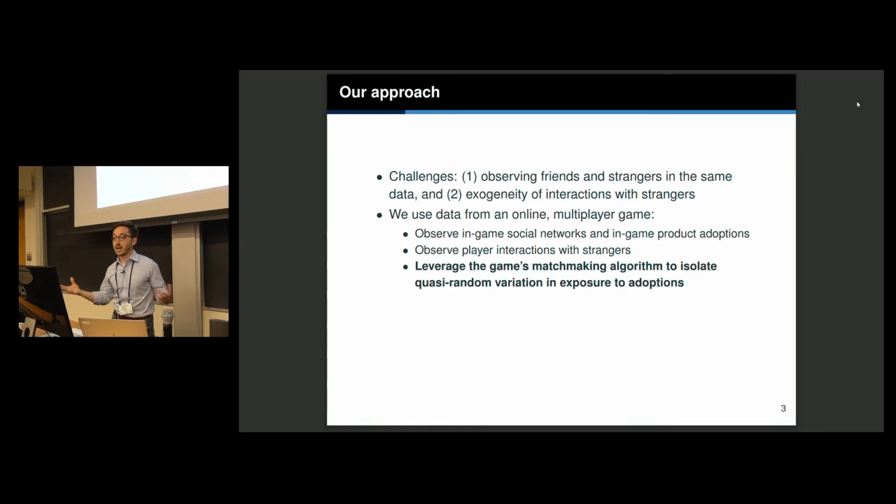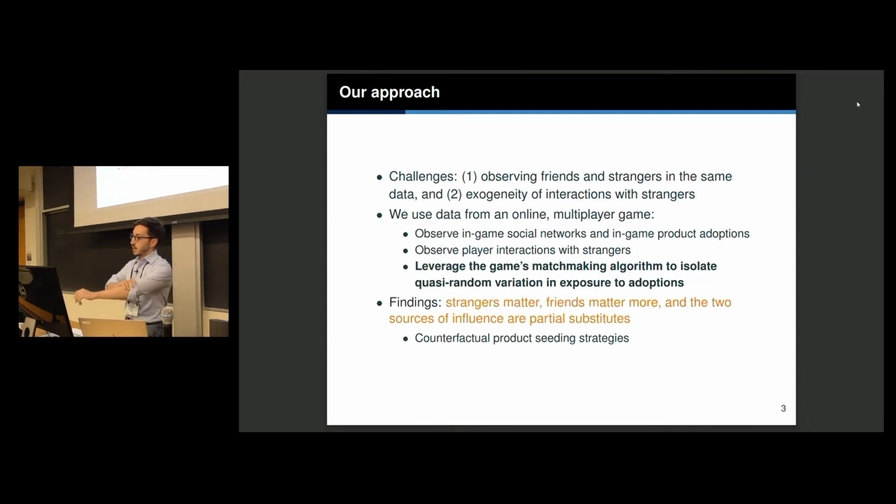As you play the game, you're thrown together with different groups of people, and we can exploit that to identify peer effects. The preview of the results: strangers do matter quite a bit, as the literature finds, but friends tend to matter more, both on the margin and in terms of the cumulative effect. But the two sources of influence are partial substitutes, so we can think about what this means for counterfactual product seeding strategies.